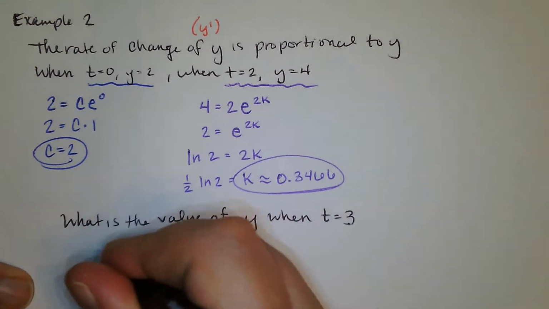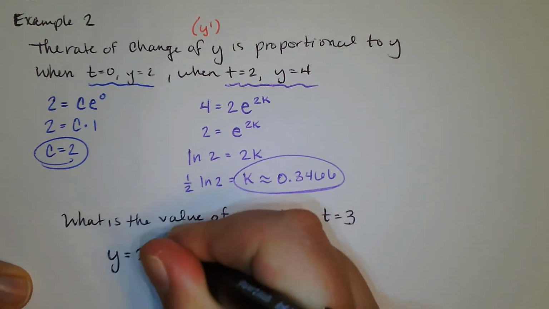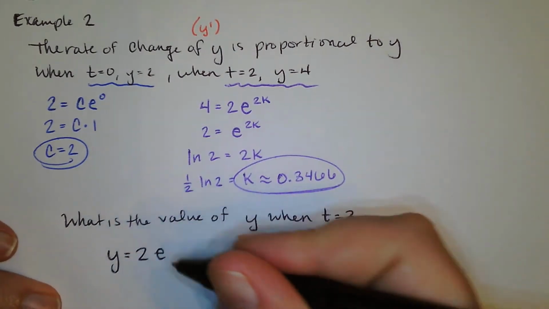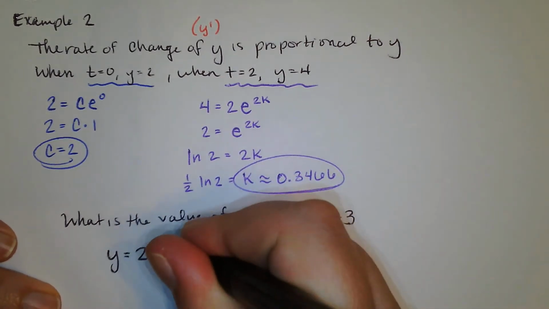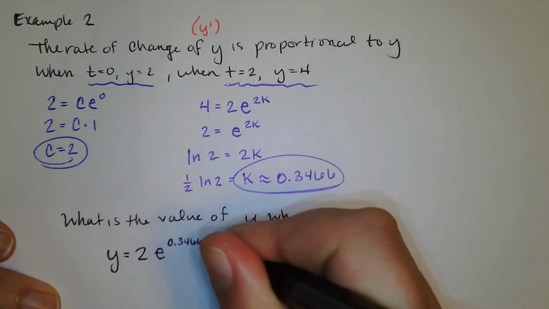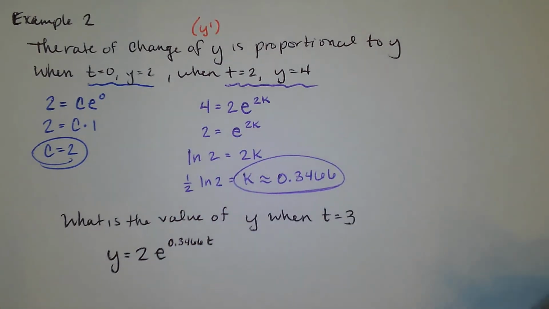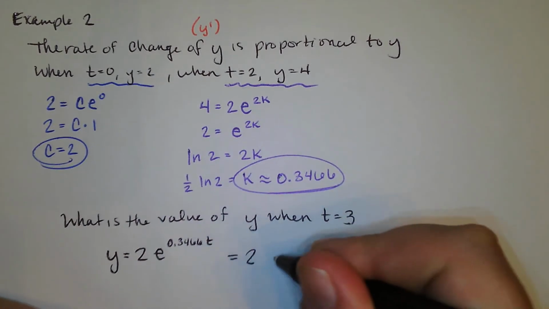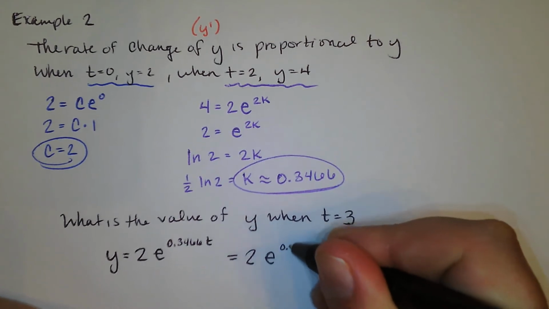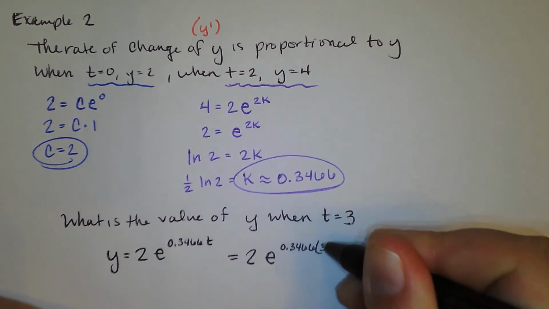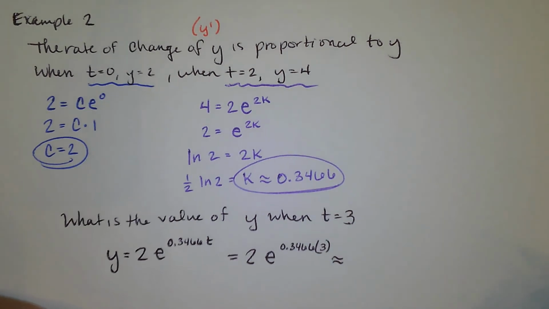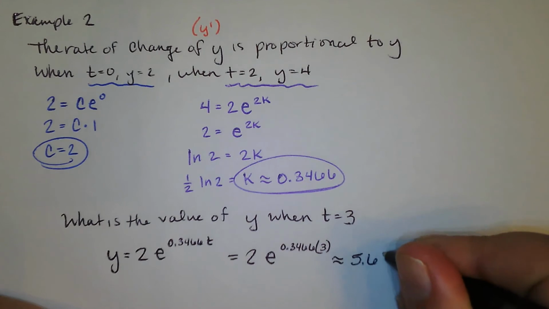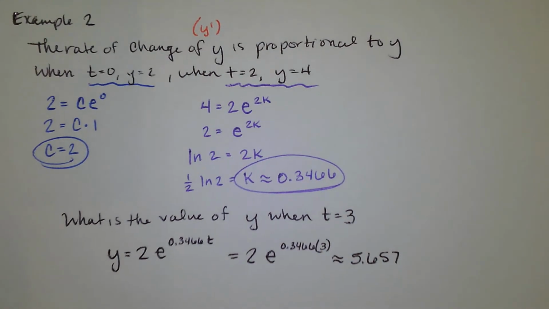So our final formula is y is equal to 2e to the 0.3466t power. To find out what this would be when t is equal to 3, we simply plug in 3 for t. 2e to the 0.3466 times 3, and we will get something approximately equal to 5.657.